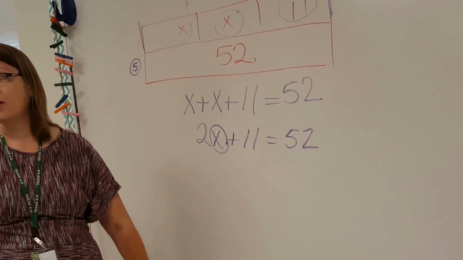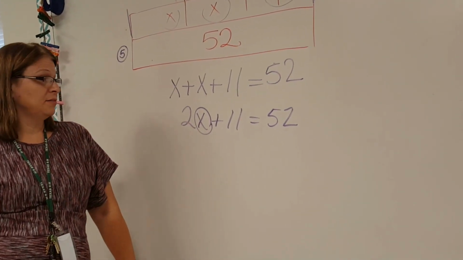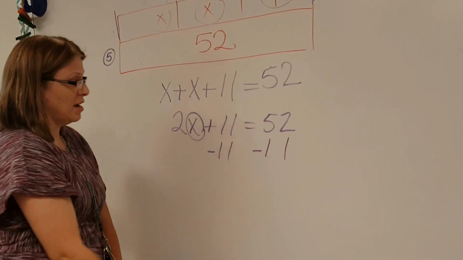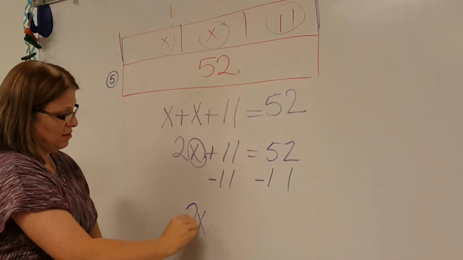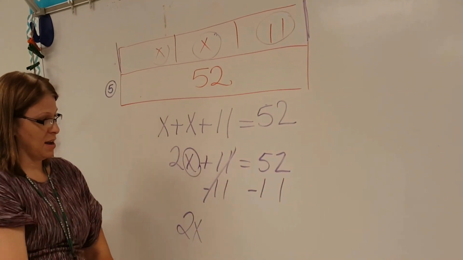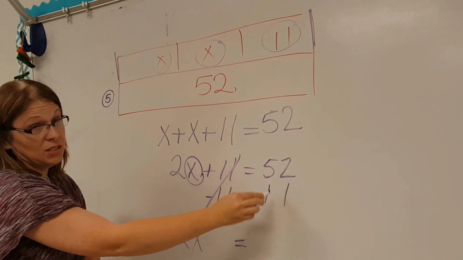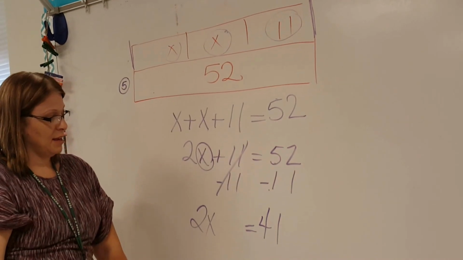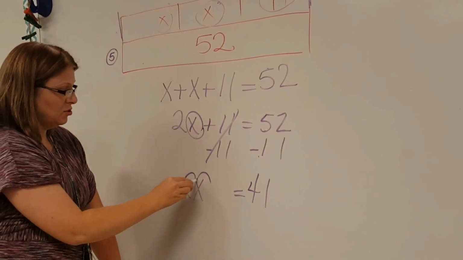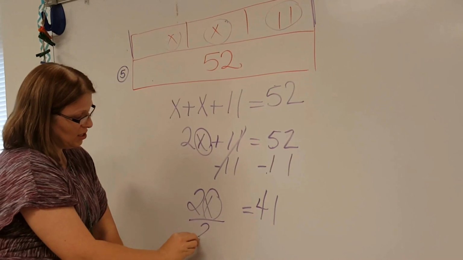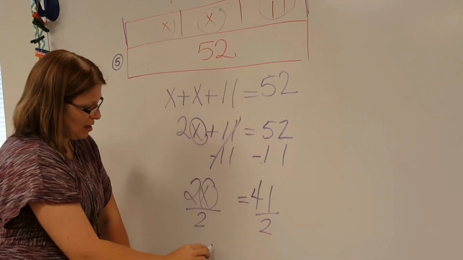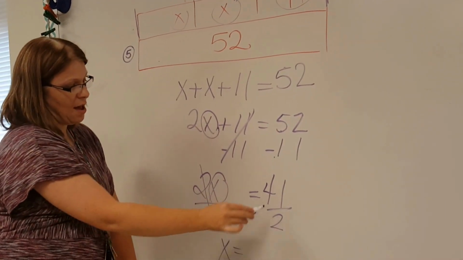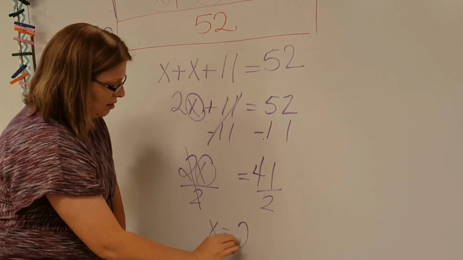And the first step to solving for our variable is to get rid of the 11. So if I subtract 11 from the left side, I've got to subtract 11 from the right side. So I get 2x on the left now. Those have canceled each other out. Equals 52 minus 11, which gives me 41. And then I'm still trying to get x by itself, so I divide by 2. And x, because those two canceled, equals half of 41, which is 20.5.